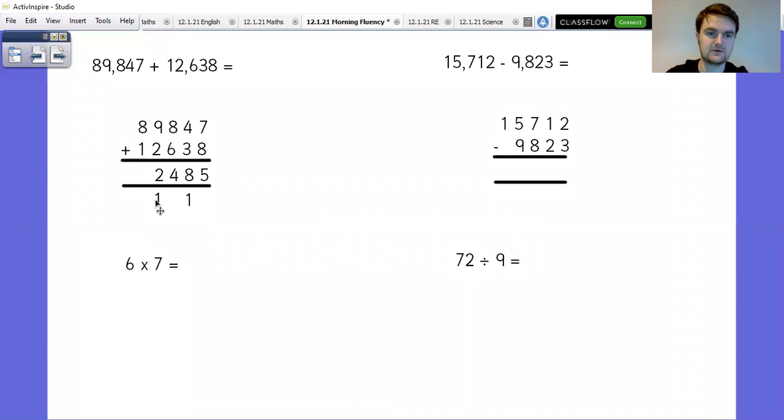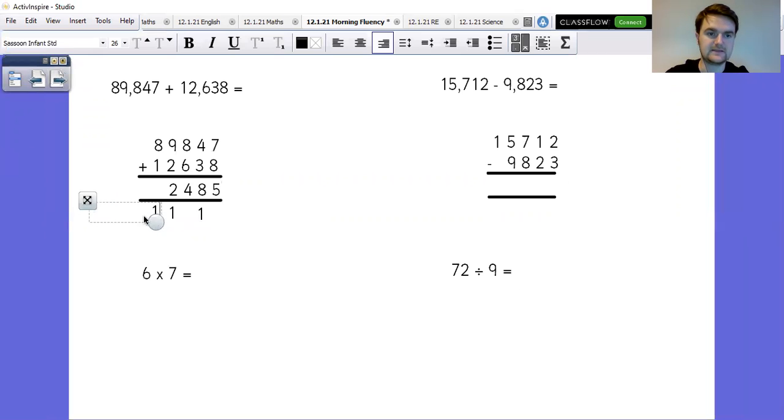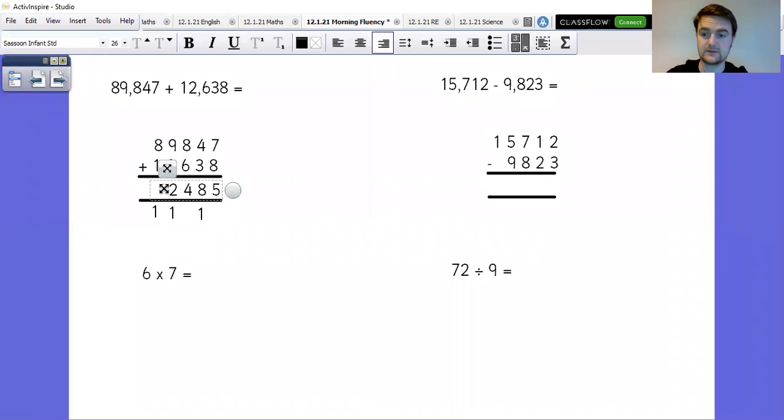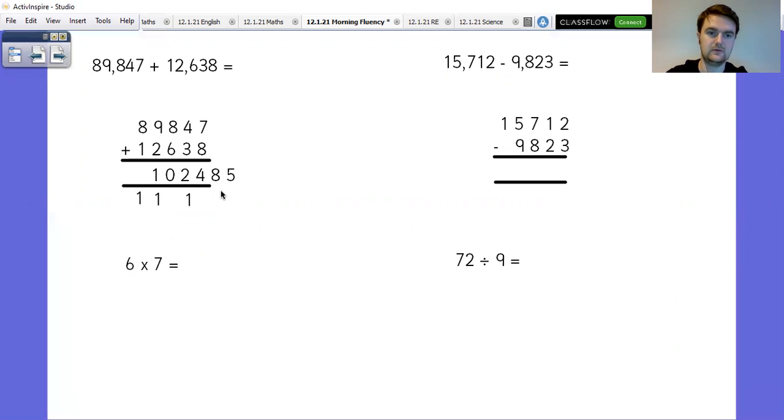So again, I can't fit 12 in there, so I'll put my 2, carry my 1. 8 10,000s plus 1 10,000 plus another 1 10,000 gives me 10 10,000s. Now, because I don't have anything else to add on, I can just put that straight in. Annoyingly, it's made my text go funny, but our answer is 102,485.